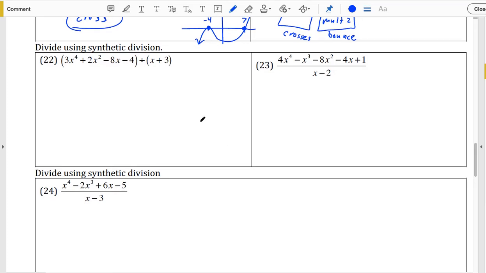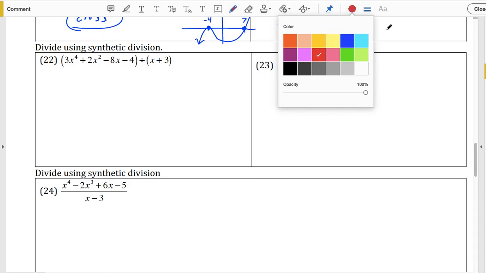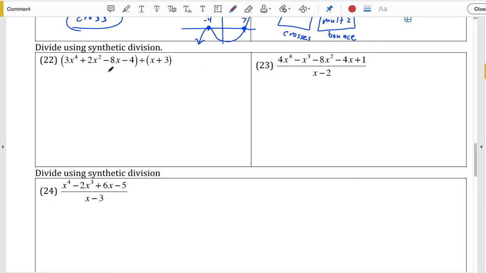The 2-1, 2-3, 2-4 review. We're starting with some synthetic division here. So for synthetic division, again, we're dividing by a linear factor. And you put the 0 of the factor. So the thing that would make the 0 is -3.